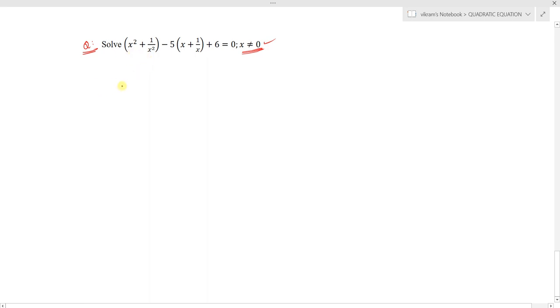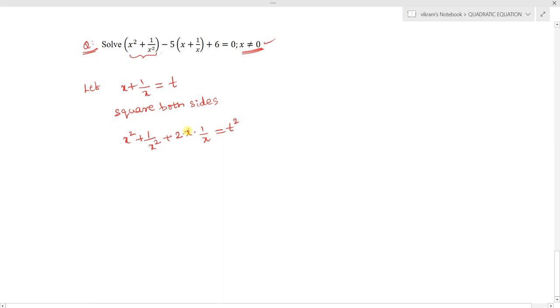For this one, let x plus 1 by x equals t. So we are assuming x plus 1 by x equals t. But how to find x square plus 1 by x square? Now square the above assumption on both sides. Then what will we get? x plus 1 by x whole square means x square plus 1 by x square plus 2 into x into 1 by x equals t square.